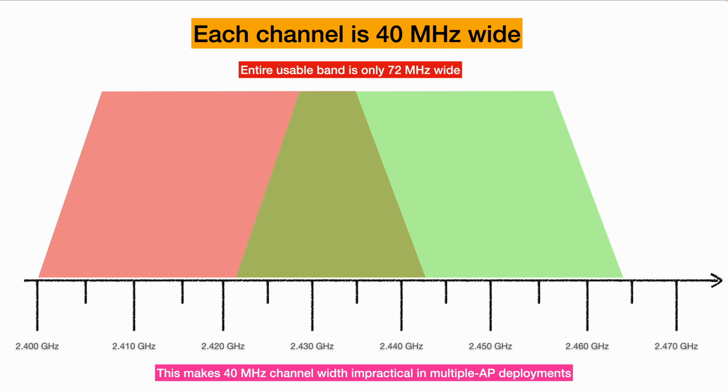Let's play the game again, but this time with 40 MHz channel width. As you can see on the screen, I have two blocks. Each one has 40 MHz width. Right? No matter how hard I try, within the allowed frequency range in North America, I cannot place two channels without overlapping. It's simply impossible. That's why people always say, forget about 40 MHz channel width for 2.4 GHz Wi-Fi.